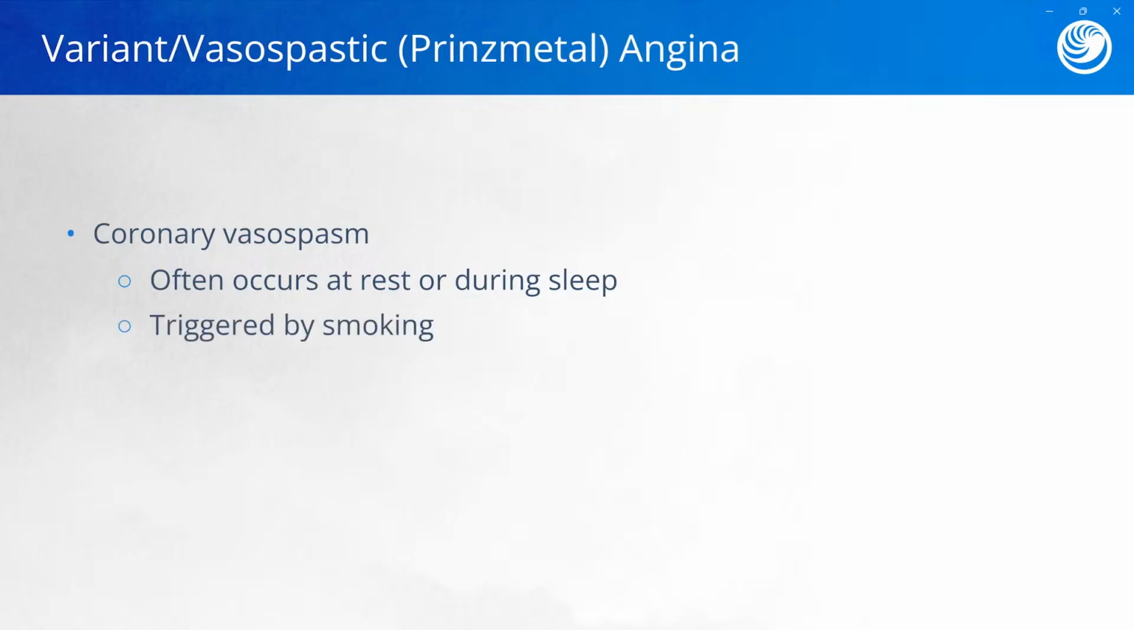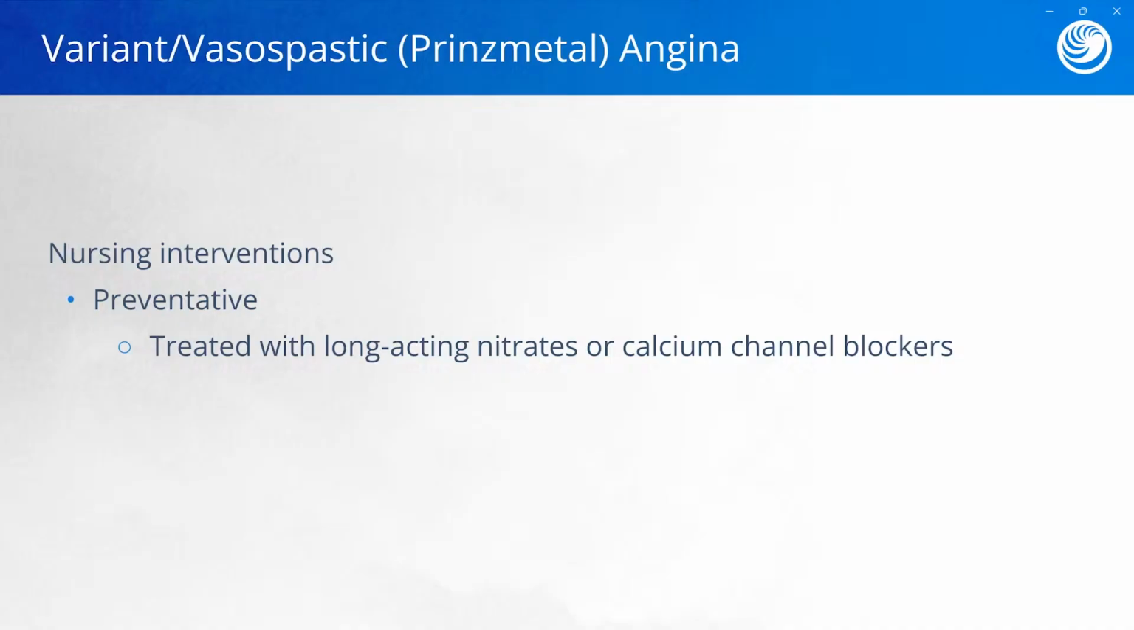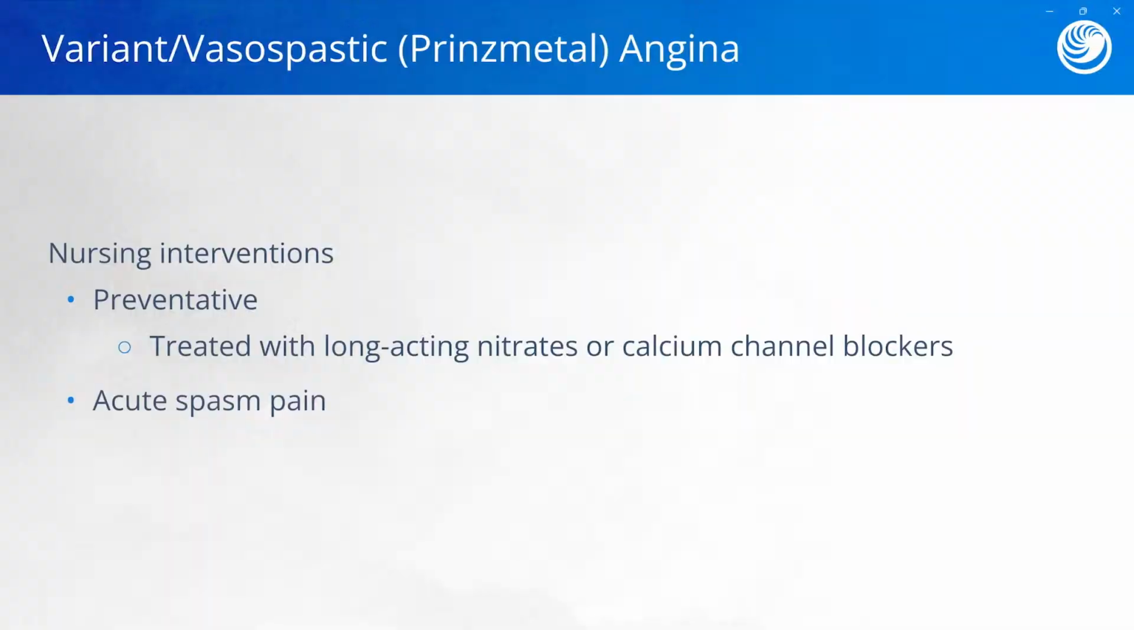Now, this form of angina may or may not be related to blockers. If you think about calcium, it's going to increase muscle contractility. If we're blocking some of that calcium, we're going to reduce it and reduce spasms. If clients are having pain from an acute spasm, we can administer sublingual nitroglycerin, or we can actually encourage them to complete light exercise. That movement and stimulation of the heart is going to increase the blood flow and open the coronary arteries back up and reduce spasm.